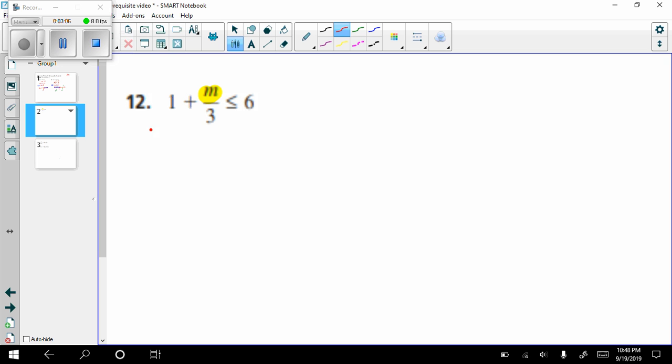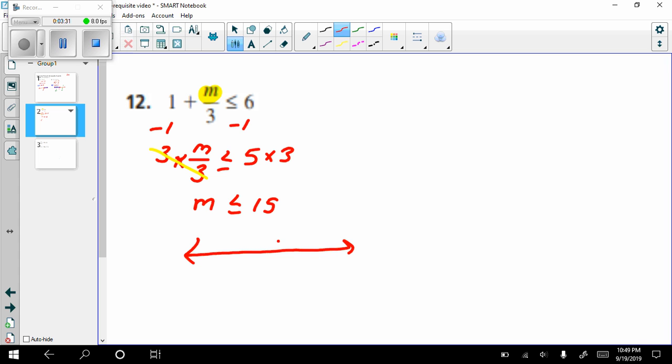So I am going to subtract 1 from both sides. I end up with m over 3 is less than or equal to 5. Now I need to use inverse operations and multiply times 3 on both sides to get rid of the 3 in the denominator. These cancel. I end up with m is less than or equal to 15. Infinite solutions, please remember that. This is a closed circle.